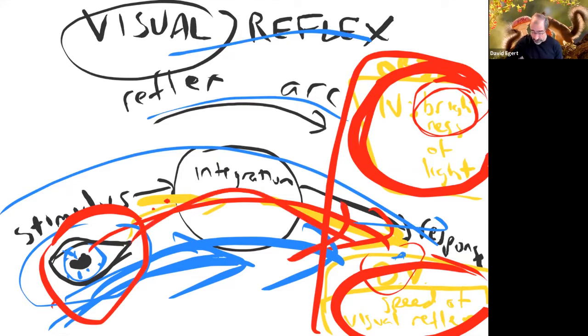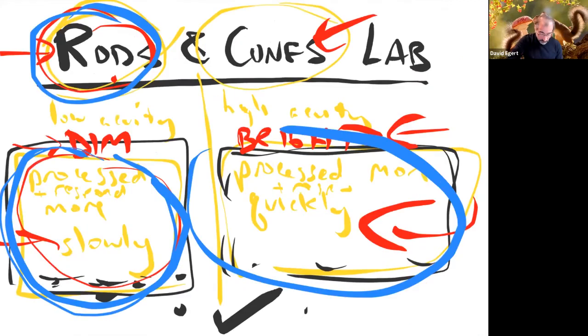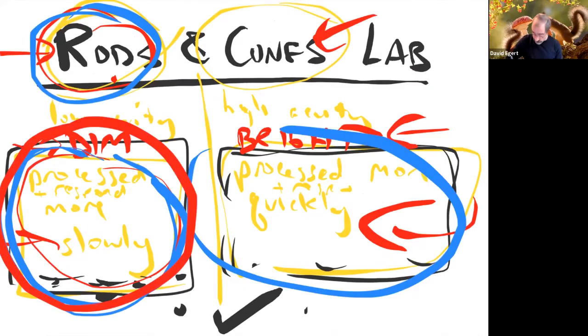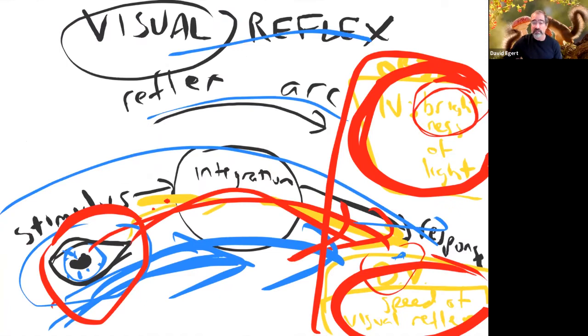If we're in dim light, what photoreceptors are processing vision in dim light? Rods. So then what would that imply? Slower processing. Yeah, because again, that's our given. Our given is rods process more slowly, and therefore, what are the implications for the overall speed of the reflex? That it's slower.